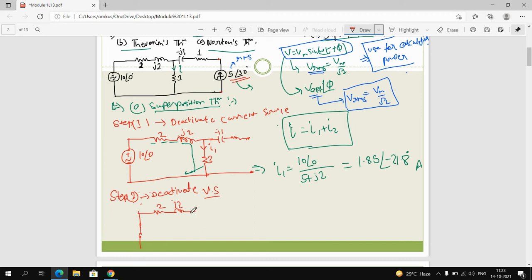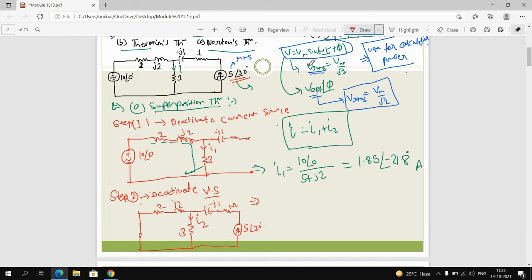So your circuit looks like that. In the second case, we assume the current flowing is I2, and this is a minus 1 J, this is a 1 ohm resistance, and the total current flowing from this side is 5 at an angle of 30 degrees. Okay, so find out this I2 current.